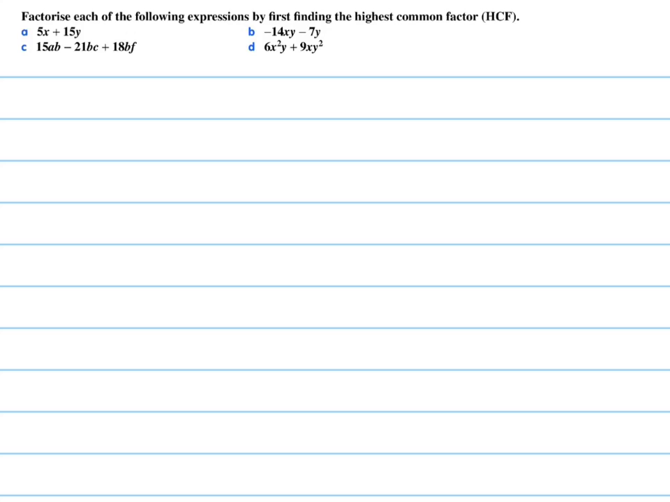How easy is it? Now, what we've got to do is factorise each of the following expressions by firstly finding the highest common factors and then using those highest common factors outside the brackets which we will create. Here's part A, 5x plus 15y. Let's break them up into their simplest bits, and then we'll take out the common factors. Now I can see something in common, can you?